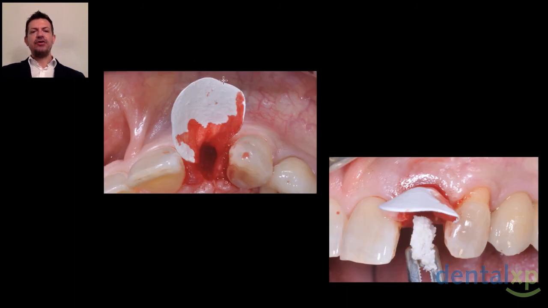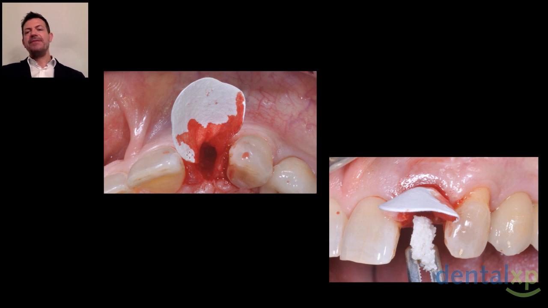So we have 4 wings of the membrane. The long wing is inserted inside the socket in direct contact with the buccal side. Where the buccal bone plate is missing, we place the membrane. With a specific instrument, we can push the membrane inside the socket and create a perfect adaptation of the membrane on the buccal side. Then we have 3 more wings of the membrane itself: 1 on the mesial, 1 on the coronal, and 1 on the distal side.